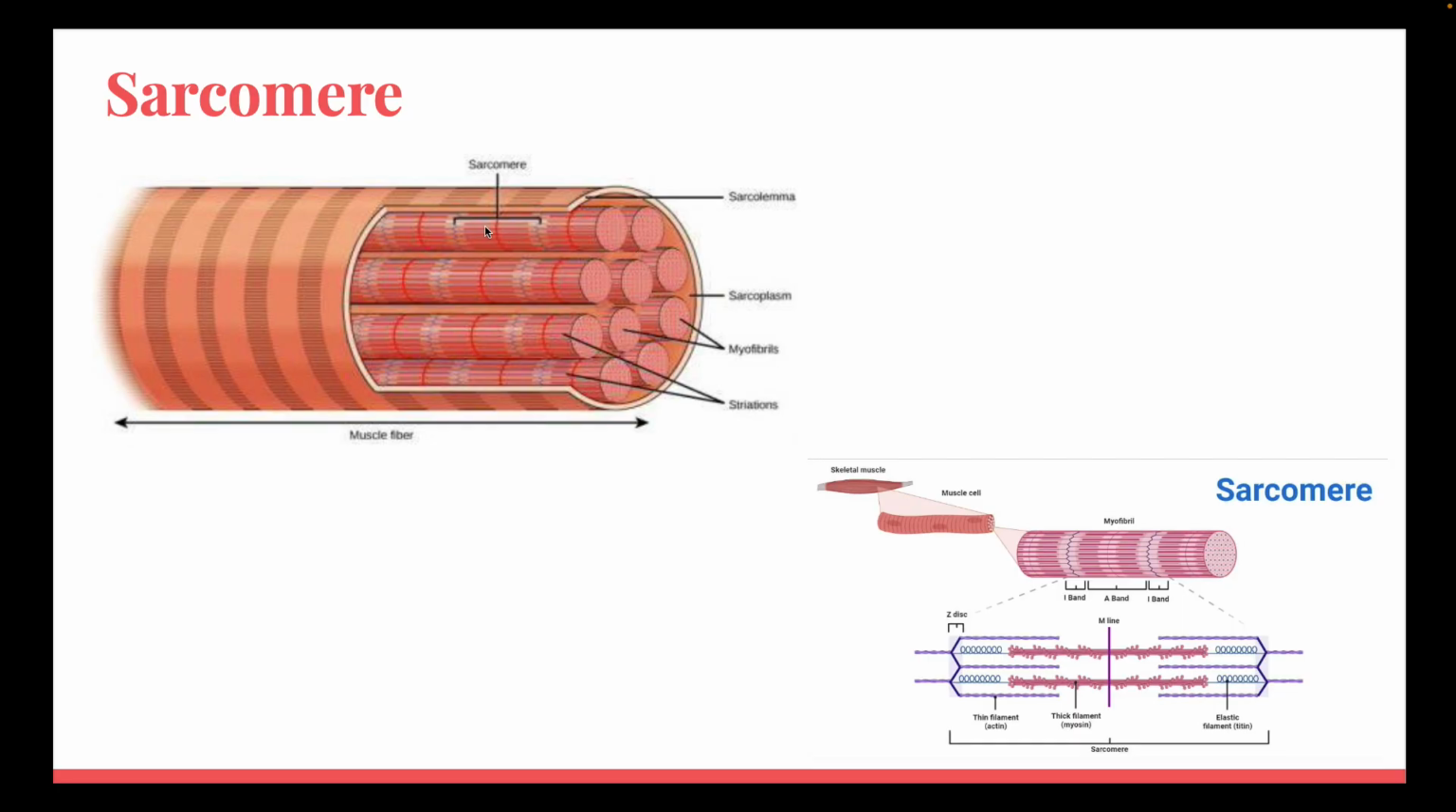And when we take just one unit of the myofibril, it is called a sarcomere. That's the smallest unit of a fiber. So when you break down a fiber, the last thing that you see is the sarcomere, which contains the actin and the myosin protein.